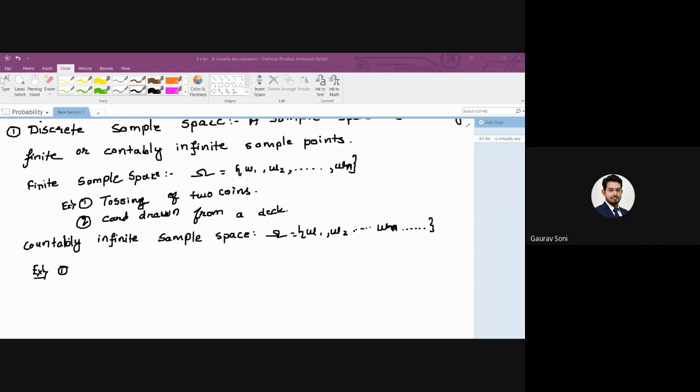Say, for example, a student appears for an exam till he passes. Considering that the exam doesn't have an age bar, what could be the sample space? So a student appears for an examination till he passes. What will be the sample space? Anyone?